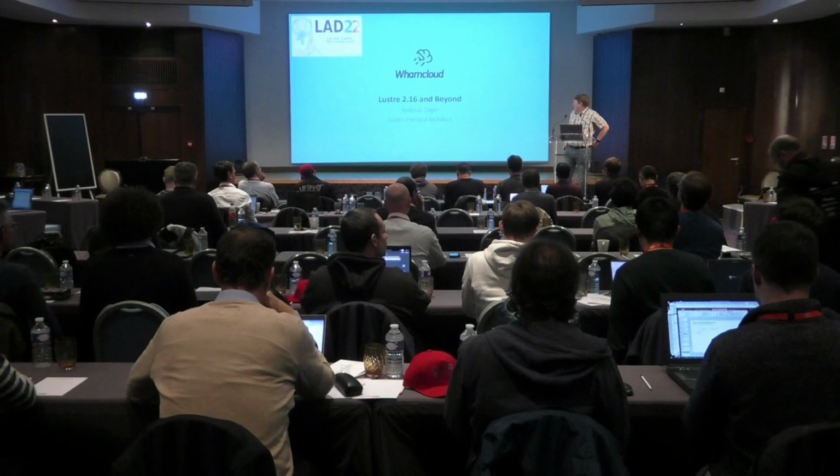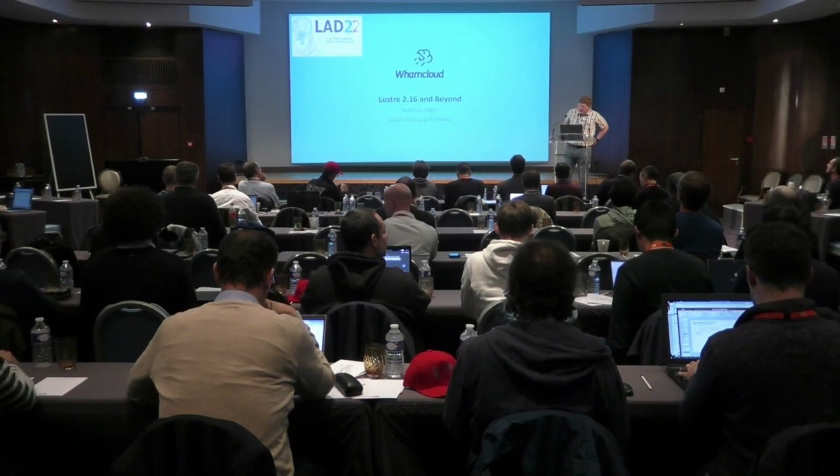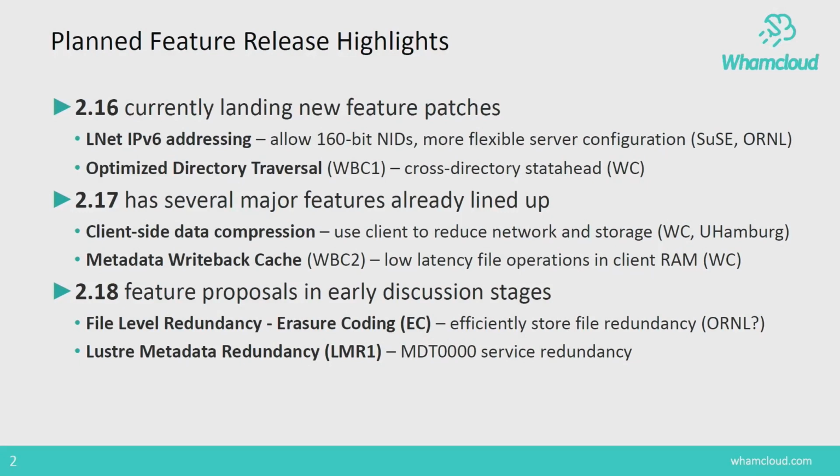So today I'm talking about Lustre 2.16 and upcoming features and development. As Peter said, the 2.15 release was made in June, I think. And so we're well underway in the 2.16 development. James, who's here, is busy working with IPv6, and that's also co-developed with Neil Brown at SUSE. We also have another feature, optimized directory traversal. It's an improvement of stat ahead. And I'll be going into some details on some of these.